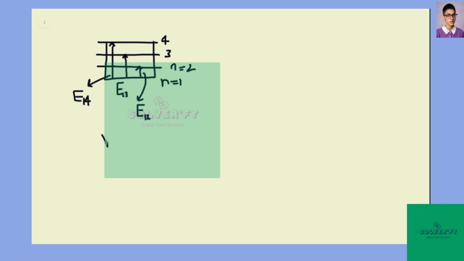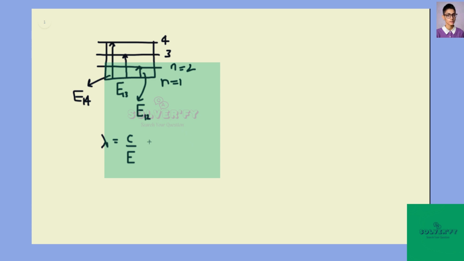The wavelength is related to energy as lambda equals hc over E, where c is the speed of light and E is the energy of the photon. Now, E12 will correspond to the longest wavelength. Lower the value of E, higher is the value of lambda. So, the energy required to make a transition from 1 to 2, since it is the lowest, will correspond to a wavelength of the photon which is largest, or in this case, the longest wavelength.